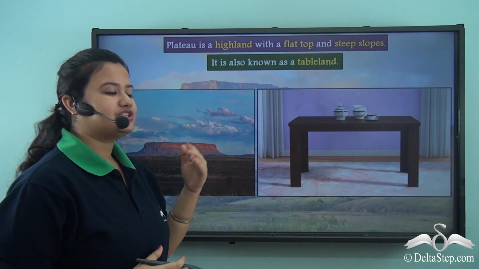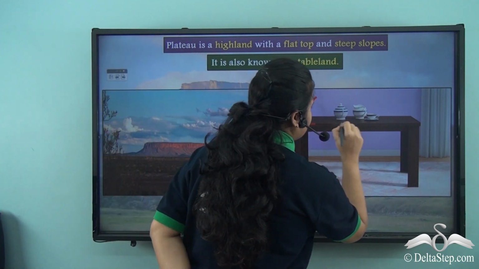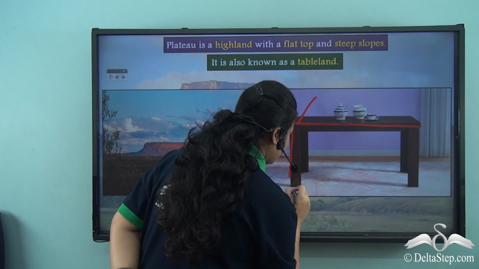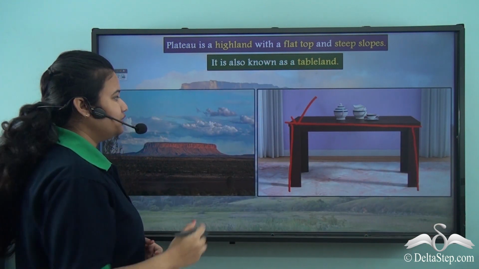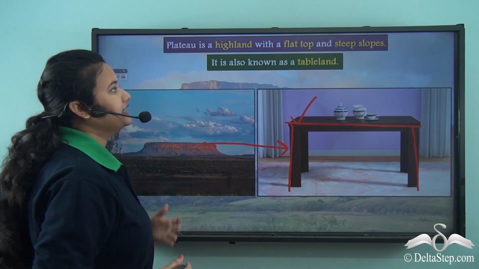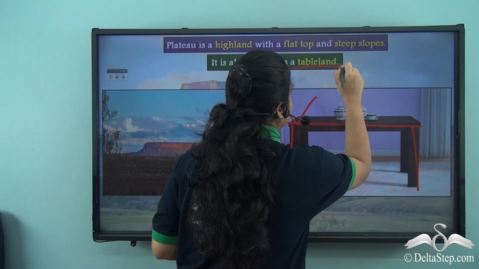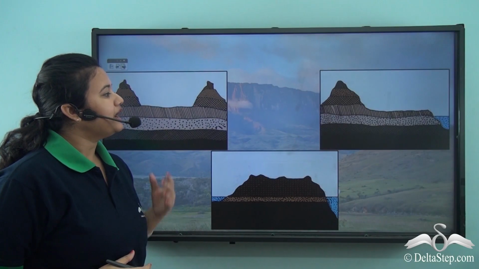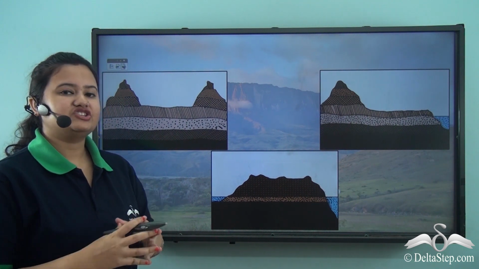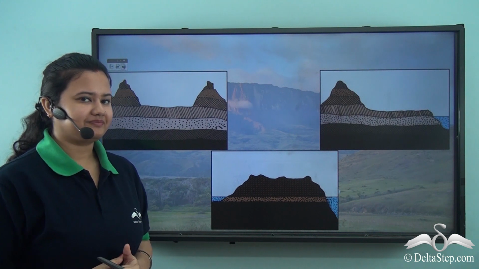Well, a plateau almost looks like a table which has a flat top and steep edges. So, because a plateau resembles a table, it is also known as a tableland. Now, here we have the rough sketches of different landforms. Well, can you identify them?